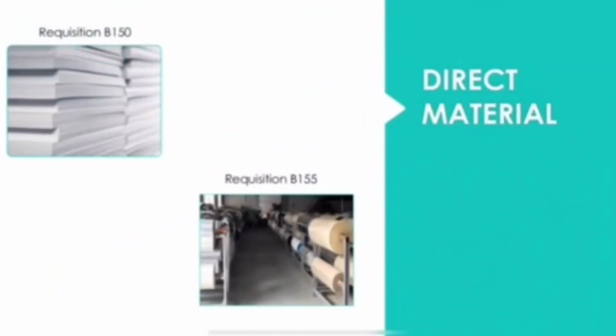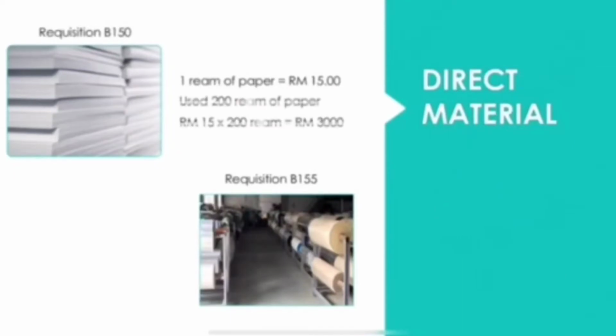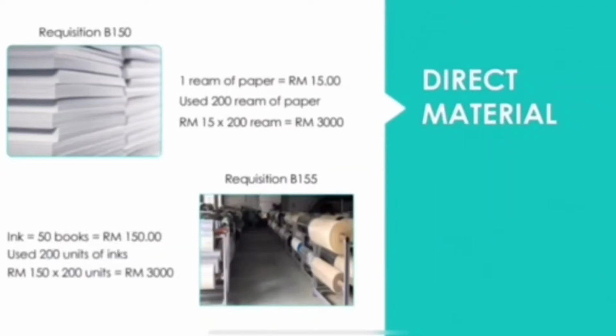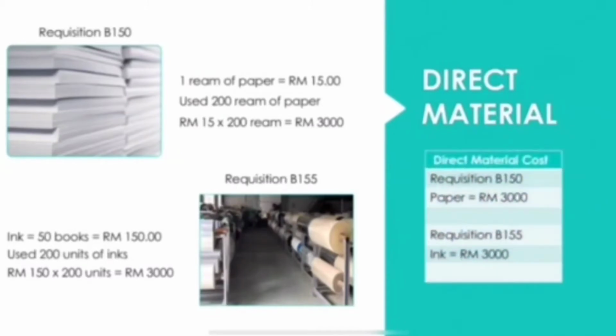The materials that we use to produce books are obviously paper and ink. First, requisition B150: 1 ream of paper costs RM15, but our company used 200 reams of paper to produce 1000 units of books. Therefore, the paper costs 3000 ringgit. Moreover, ink, which we call requisition B155, is also one of the main materials. The cost of 1 unit of ink is 150 ringgit, which can print at most 50 books. Therefore, the cost of using ink is 3000 because we used 200 units of ink. With the same step, we fill in the data in the column like this.